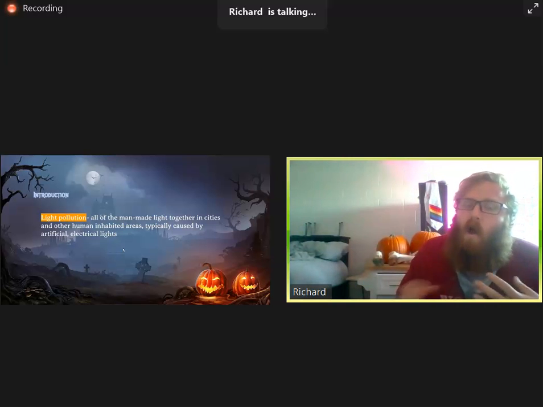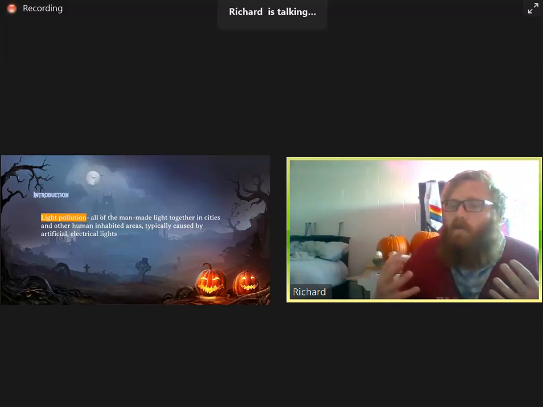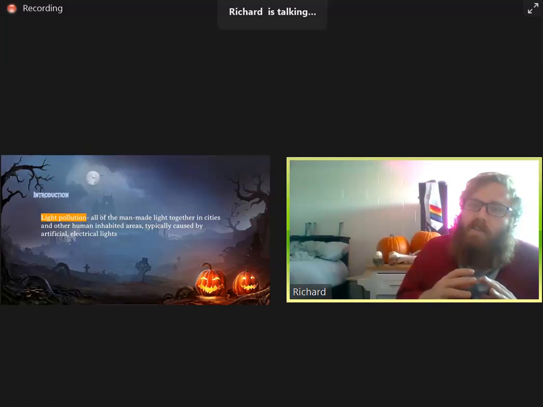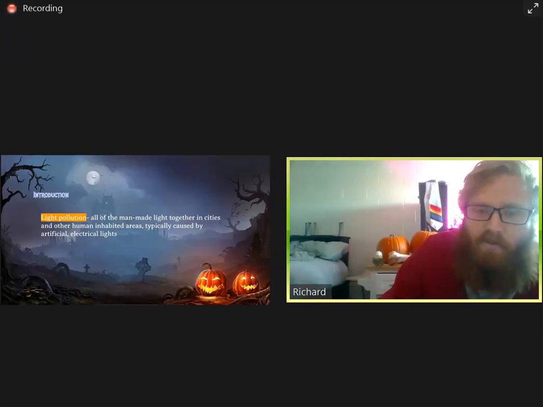And another concept I'm going to talk about today is light pollution. And that is all of the man-made light together in cities and other human inhabited areas, typically caused by artificial electric lights. So if you think of the glow of a city from when you're looking out at a cliffside, all that glow, you might not think of it as pollution, but it could be to the nocturnal animals. It could be disrupting their natural cycles.